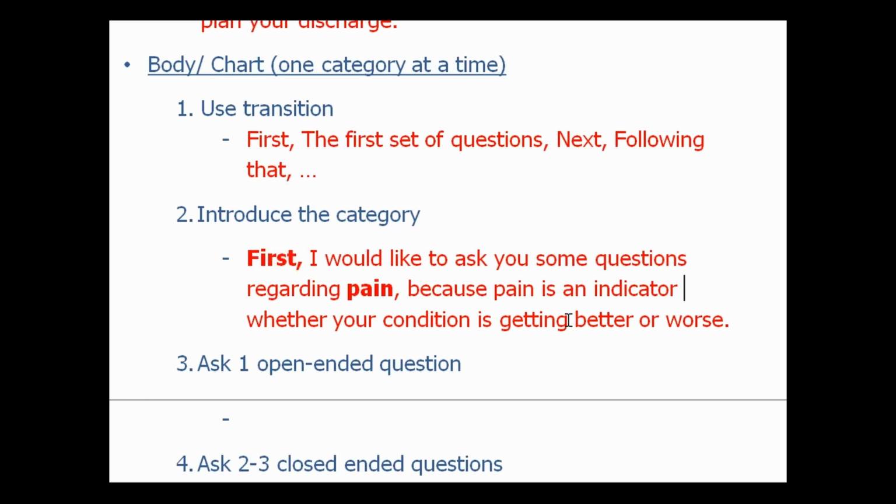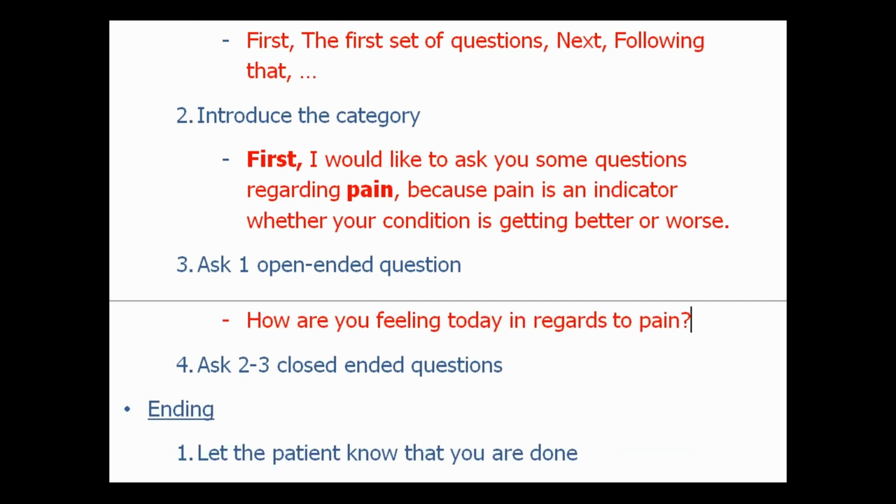After you use the transition word and you introduce the category, it's time to ask the questions. The very first question you ask for each category should be an open-ended question. Open-ended just means a little bit broader questions that will give the patient a chance to give you more information. So for pain level, a typical open-ended question could be, how are you feeling today in regards to pain? And you notice it's not asking for a specific detail, like where is the pain located? What's the pain scale? Is it sharp? Those come later on. First, just an open-ended question.